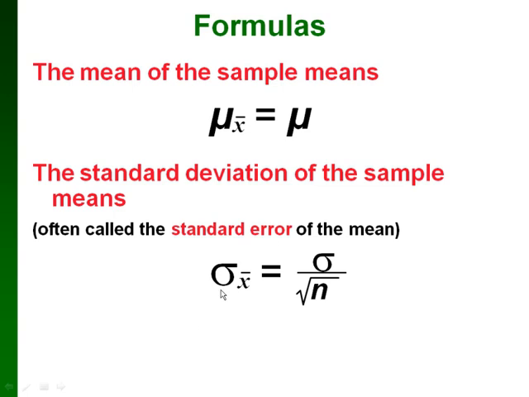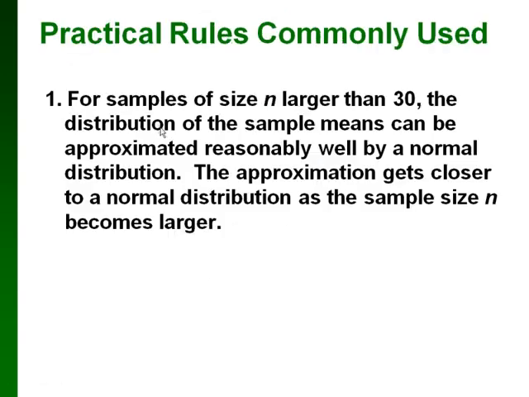This is that the standard deviation of our sample means is our original standard deviation divided by the square root of our sample size. And another name for this is the standard error of the mean. Practical rules that we use for this: if we have samples of size n larger than 30, then we can pretty much count on our distribution of our sample means being approximately normal. We get closer to a normal distribution as our sample size becomes larger.